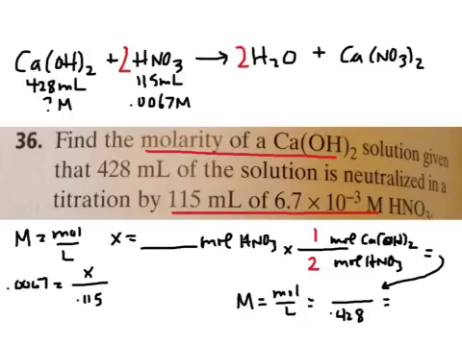So I'm going to multiply 0.0067 and 0.115, and that's going to give me 7.7 times 10 to the negative 4. And then I'm going to divide that by 2, and that's going to give me 3.85 times 10 to the negative 4. And then I'm going to divide that by 0.428, and that's going to give me the answer, which is 0.00090 molar.